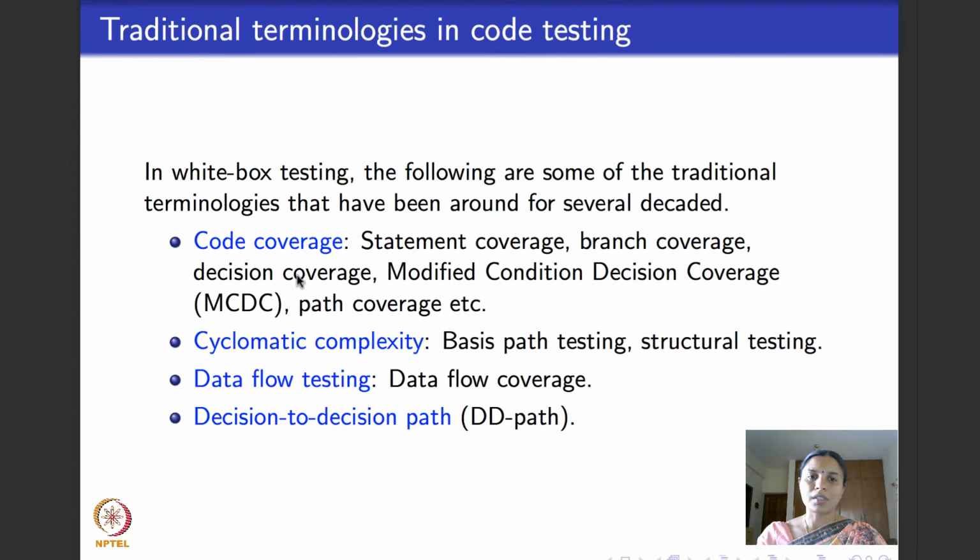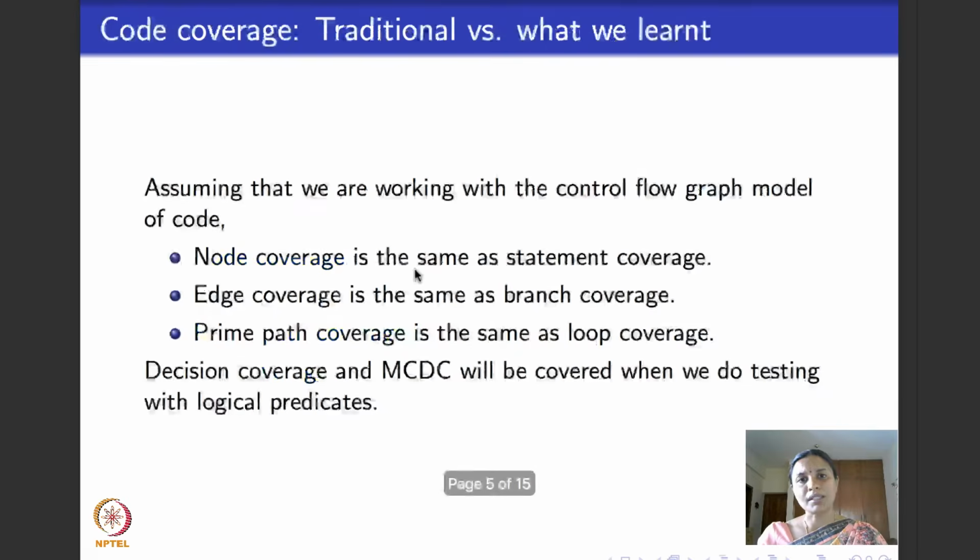What is left? Decision coverage and MCDC. We will look at decision coverage and MCDC when we do testing with logic predicates as our models. So when we finish graphs, in a few weeks from now, the next module that we will begin is to assume software artifacts as various kinds of logical predicates, and we'll design test cases based on those logical predicates. The coverage criteria that we see there would correspond to decision coverage and MCDC.